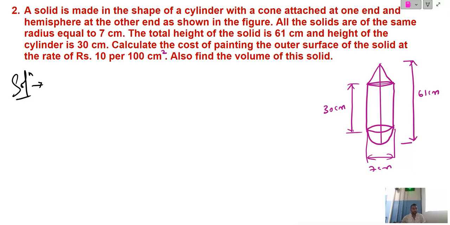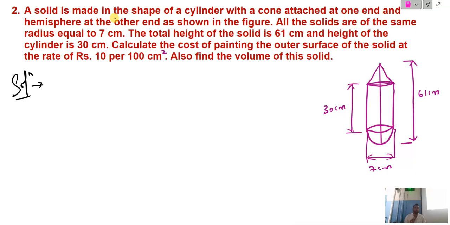The second question is here on the screen. A solid is made in the shape of a cylinder with a cone attached at one end and a hemisphere at the other end, as shown in the figure. All the solids are of the same radius equal to 7 centimeter. The total height of the solid is 61 centimeter and height of the cylinder is 30 centimeter. Calculate the cost of painting the outer surface of the solid at the rate of rupees 10 per 100 centimeter square. Also find the volume of this solid.